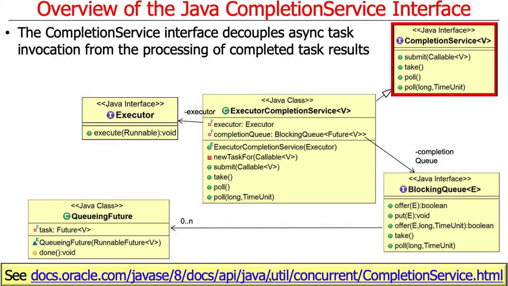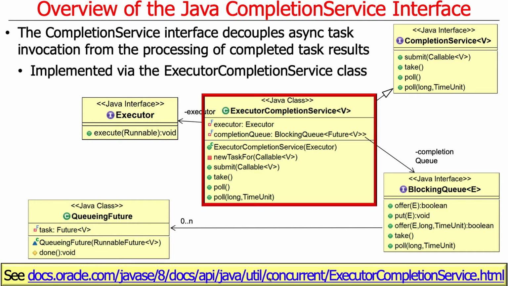The completion service interface decouples async task invocation or submission, invoking a task to run asynchronously, from the processing of the results of the task when the task is finished running, when it completes. And it's defined using this interface. And as you can see, the interface has a very simple API with just a few methods. It's got submit, take, and basically two versions of poll. One that will wait for a certain amount of time, and one that just checks to see if it's got a result right away and returns null if not.